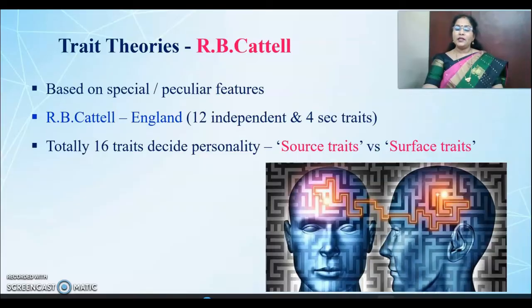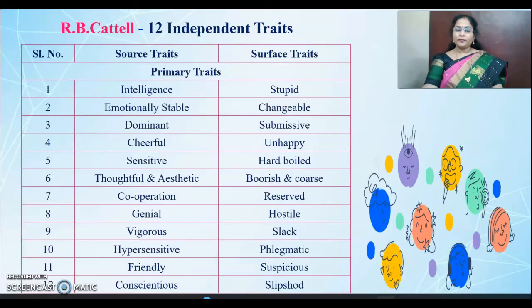And the person's personality depends upon the source trait and the surface trait. Source trait is the one which we have inherited from our parents, and surface trait is the one which we acquire through our daily life. Examples are intelligence, our cheerfulness, etc. You could have an understanding seeing this table, source trait and surface trait. Source traits are the primary traits which we have inherited from our parents. And opposite to that, we can even have the surface trait, whatever we have through our experience.